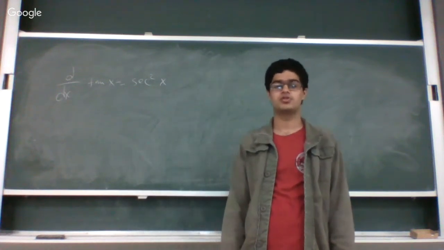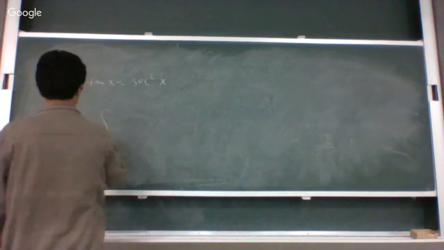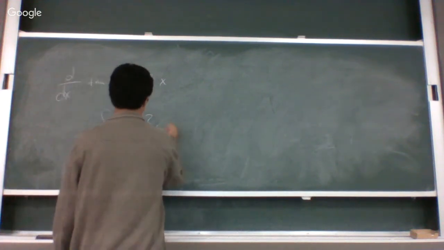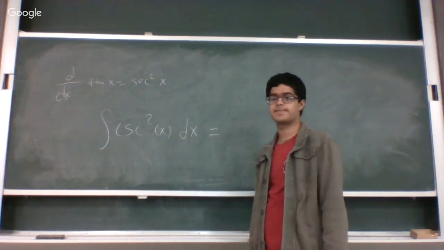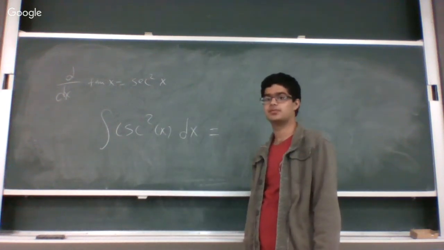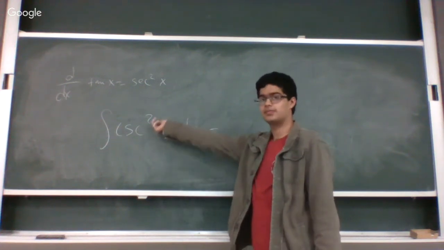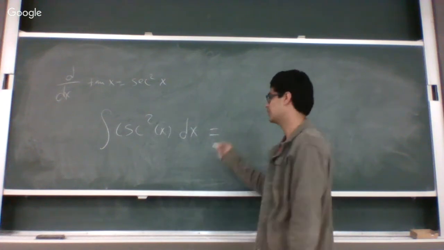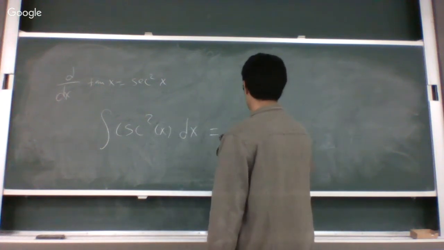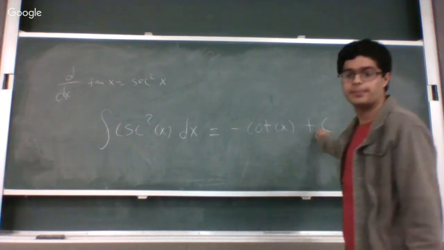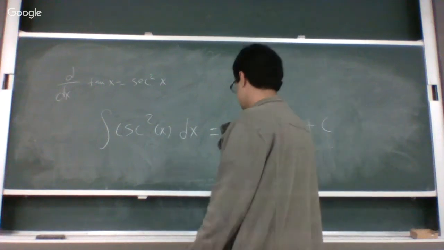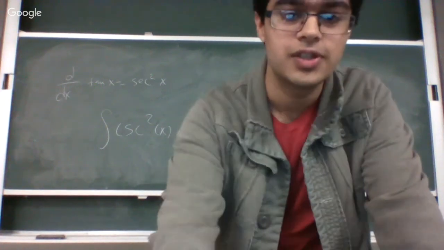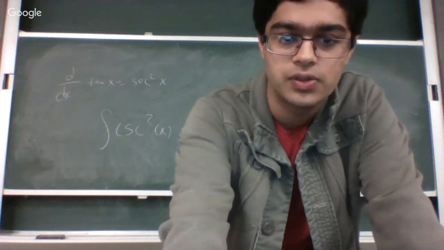What's the integral of cosecant squared x? Oh, it's cosecant. So negative cotangent plus c, because the derivative of cotangent was negative cosecant squared. There's a slide in Dino that shows you all of those.